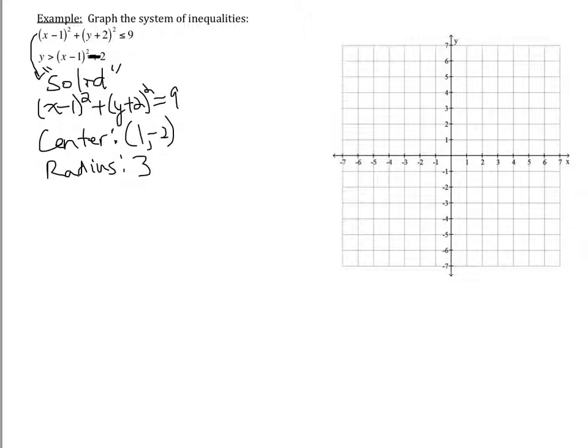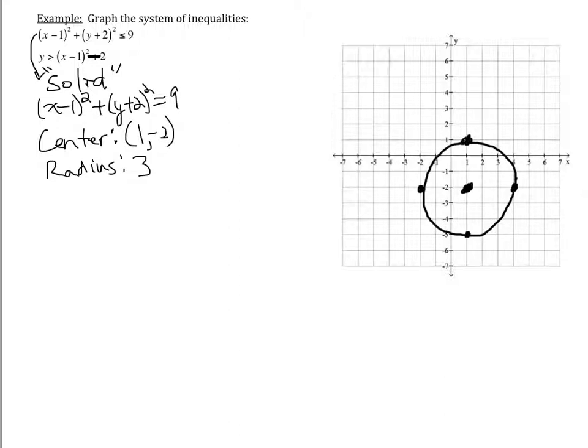So I'm going to start with my center, go to the right 1 and down 2, and plot that point. That's the center of our circle. And then I'm going to go to the right 3 from the center, up 3, left 3, and down 3 units from the center. And those are 4 points that our circle passes through. And again, it had to be solid, so I'm good to go there.